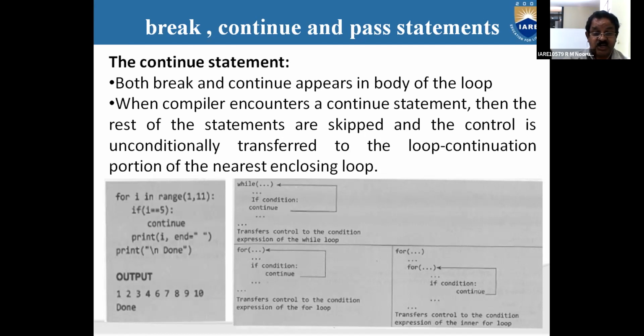In case of continue, only for that particular condition, whatever statements follow that condition statement are not going to get executed. Then unconditionally, it will transfer control to the loop continuation for the nearest loop. Right? Able to understand the difference?